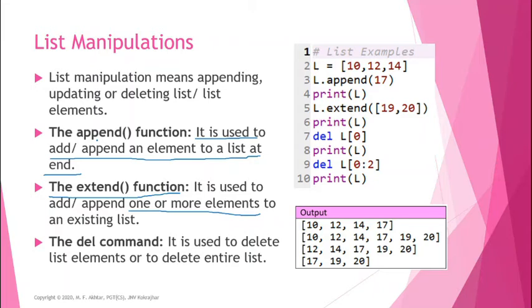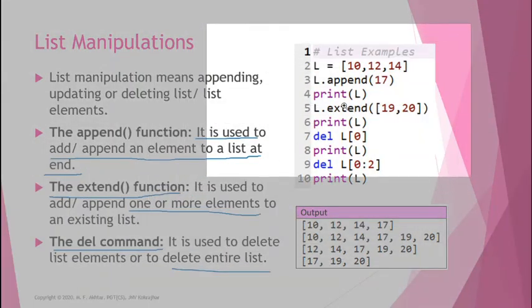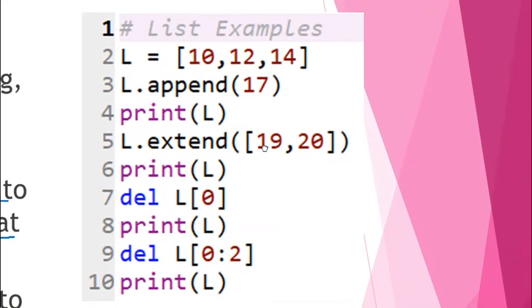The extend function is used to add one or more elements. The append function is used to add only one element, but extend can be used to add more than one element. And the del command, del is a command. It is used to delete a single element, a range of elements, or the entire list. It is possible. See the example here.